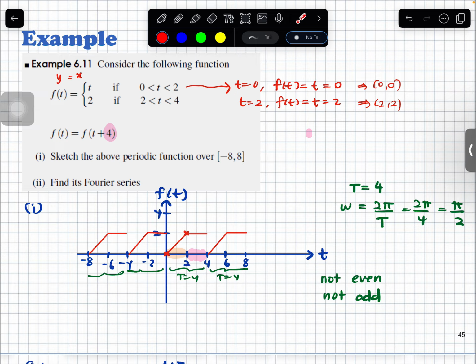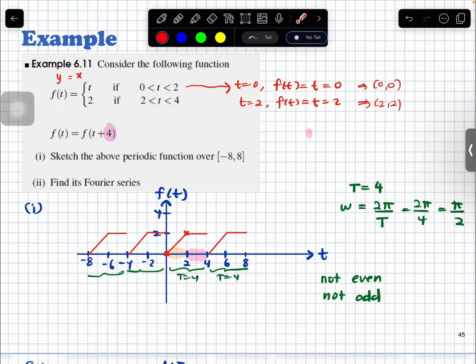Okay, and then since you have to sketch over -8 to 8, you have to repeat the same pattern after 4 units. Why do I need this? Because it is given 4, and also we know that the period, or the distance traveled by this one cycle, is 4. So you just repeat the pattern like this on the right-hand side and the left-hand side. So overall, you have 4 cycles shown on the graph.